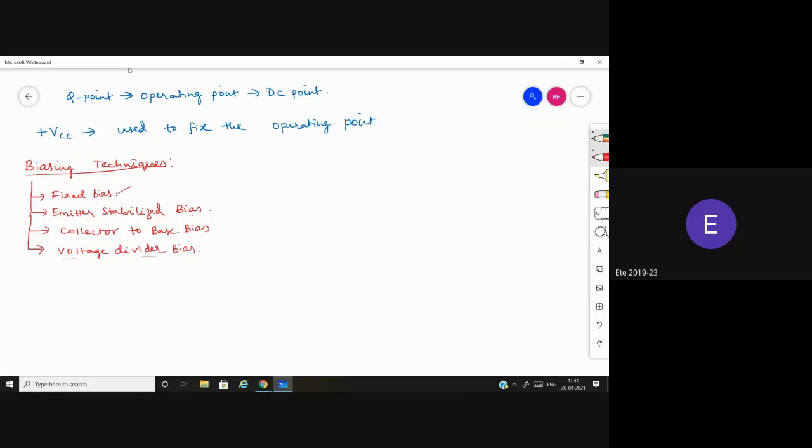So according to your syllabus, we are going to have two things. These are the two topics which we have for your syllabus. But let us start with fixed bias because that is the basic thing. If you understand fixed bias, then you can easily understand these things.